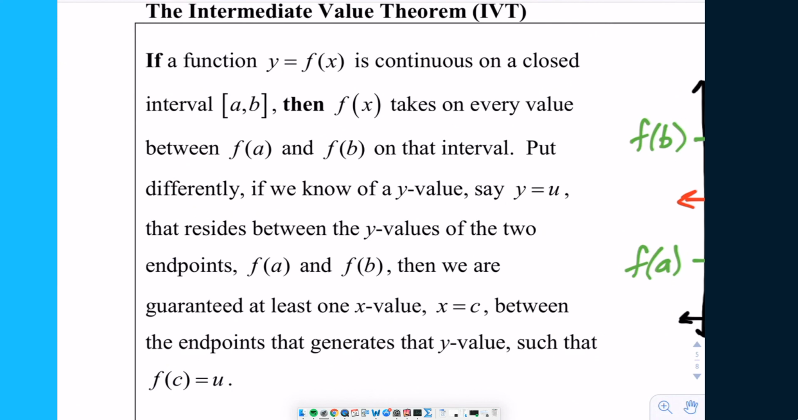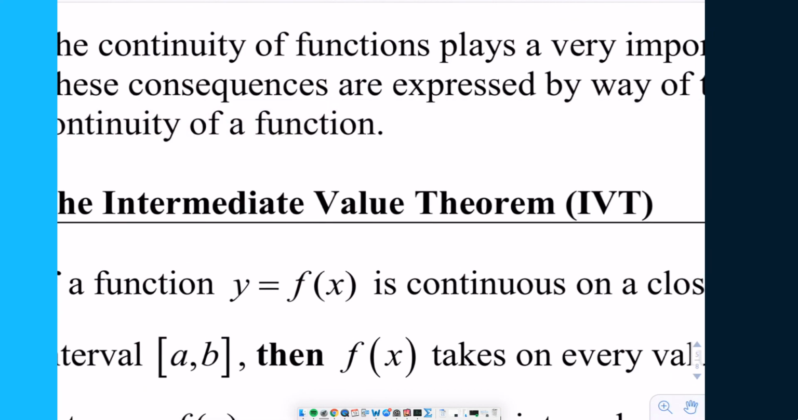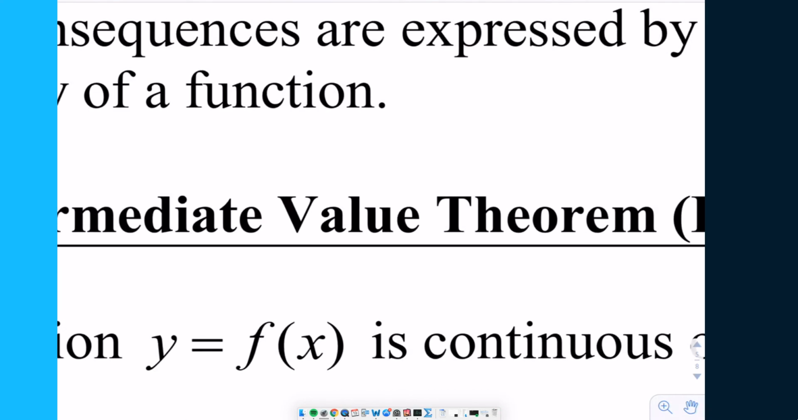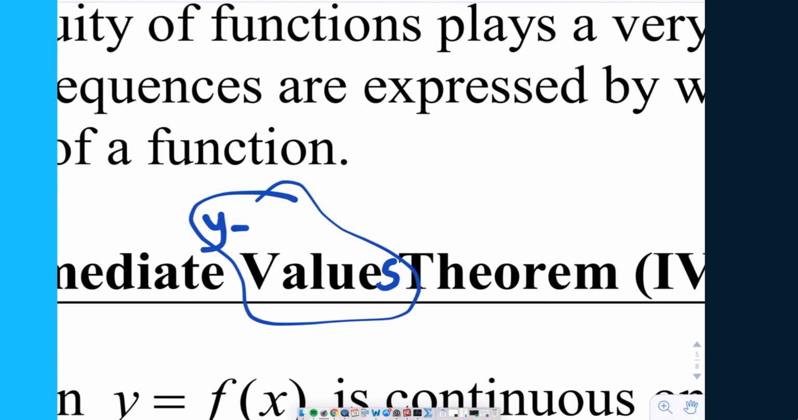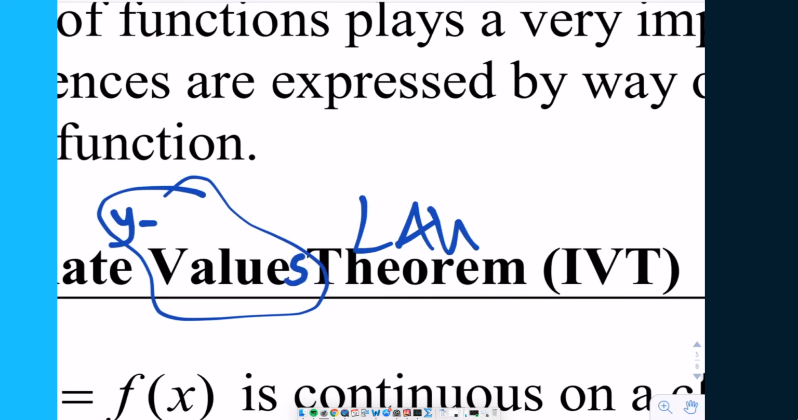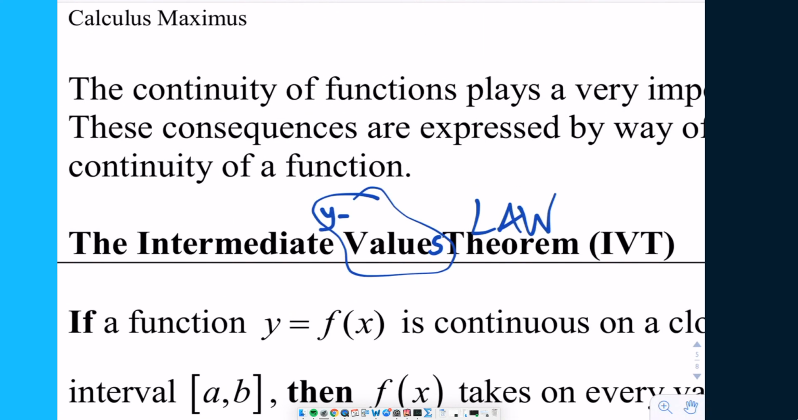So this one is called the intermediate value theorem, or the IVT for short. And you can refer to it as the IVT, but it does mean intermediate value theorem. So what does intermediate mean? In between, right? So it's the in-between value. And what kind of values do you think we're working with here? We're actually going to be dealing with in-between y values. So in-between y value theorem, and theorem, of course, means law. So it's the in-between y value law. That's another way to paraphrase it, but it sounds better as the intermediate value theorem.